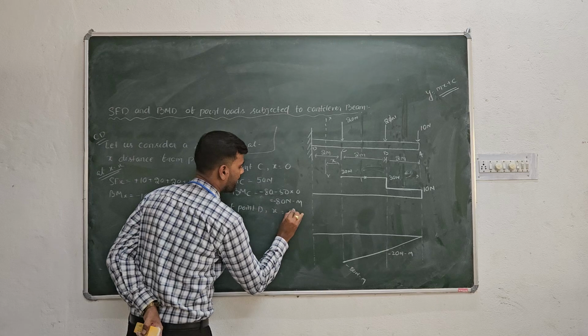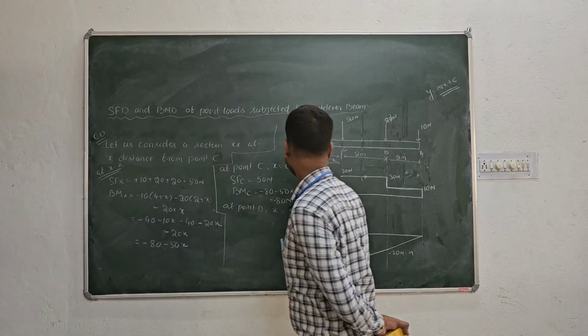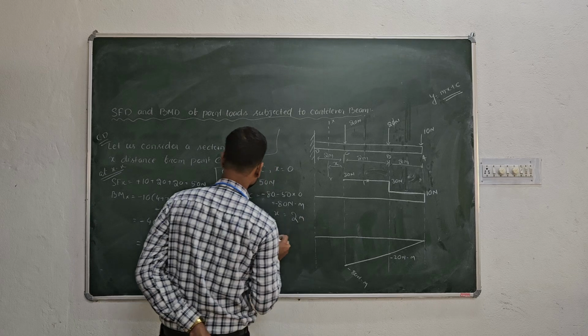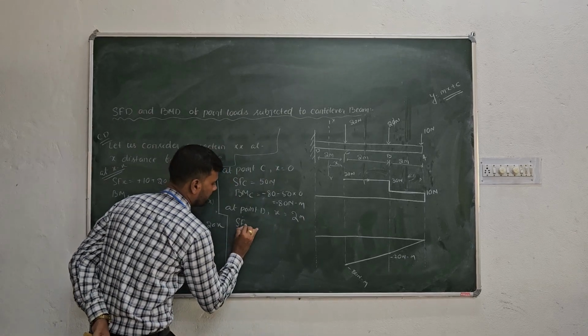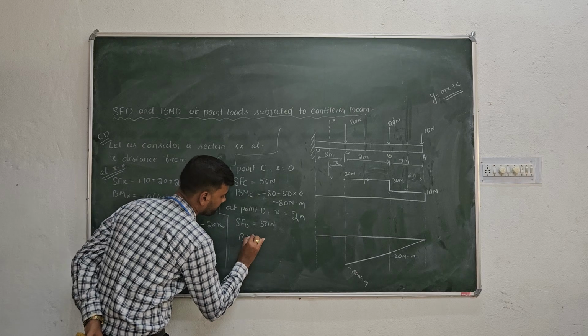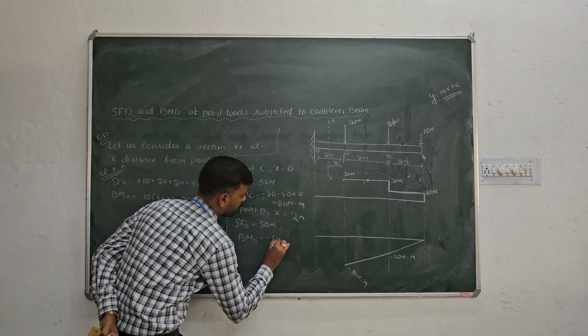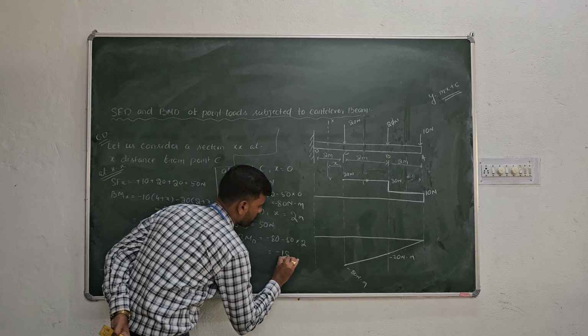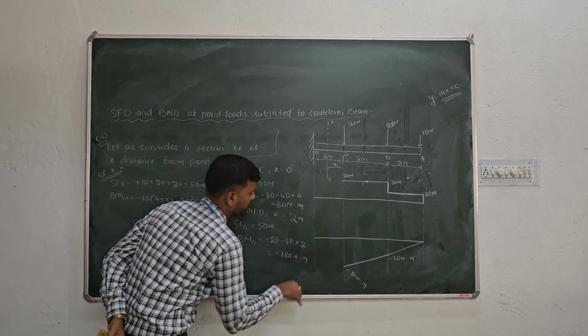Similarly, at point D, x is how much? x equal to 2. At point D, this distance is 2, x equal to 2 meter. So SF at D, same 50 Newton. BM at D is minus 80 minus 50 into 2, that is minus 180 Newton meter.